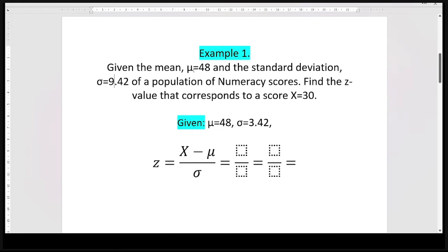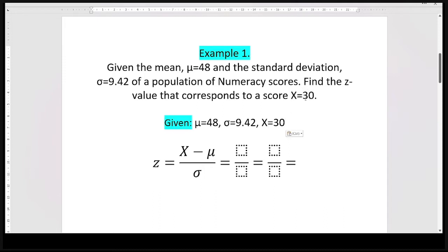Given the mean mu, 48, this is the population mean denoted by the symbol mu, and the population standard deviation, the lowercase letter sigma, 9.42, of a population of numeracy scores. Find the z-value that corresponds to a score of 30. Let's determine the given first. The population mean is 48. The population standard deviation is 9.42. And the given raw score is 30.